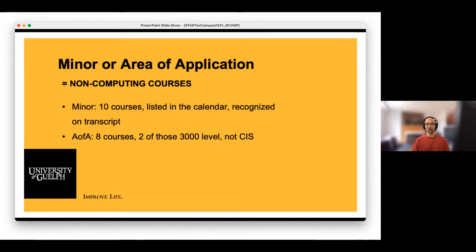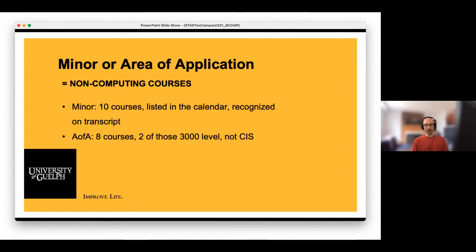So when you graduate, you will be graduating with a Bachelor of Computing degree. The major will be computer science or software engineering. And if you complete a minor, the transcript will also show that you've completed the minor in business or music or whatever you chose. So that's the recommended option. If you can, do a minor.